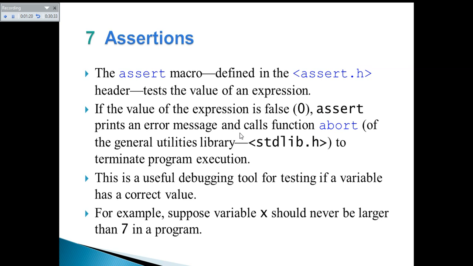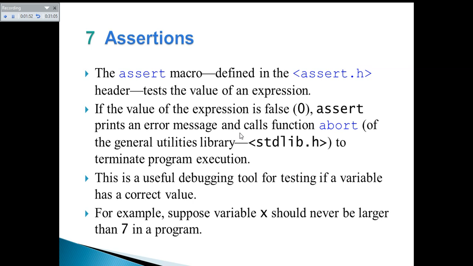stdlib.h is a header file which contains all the standard library functions, and one of the functions of stdlib.h is abort. The abort function is used to terminate the program execution. So whenever the value of an expression is false, assert prints an error message, and then it subsequently calls the function abort of stdlib.h so that it can terminate the program execution.